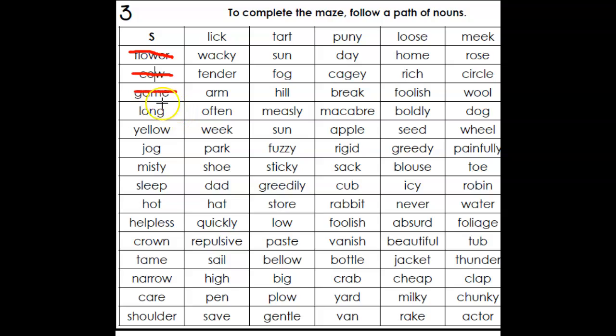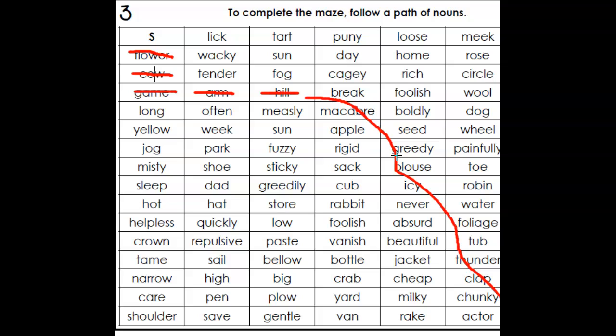So what are my other choices? I have arm or often. Well, arm is a noun. Then I have hill, often, measly. Hill is a noun. So then you keep going. So you're trying to get to the finish, right? Finding the nouns as you go.